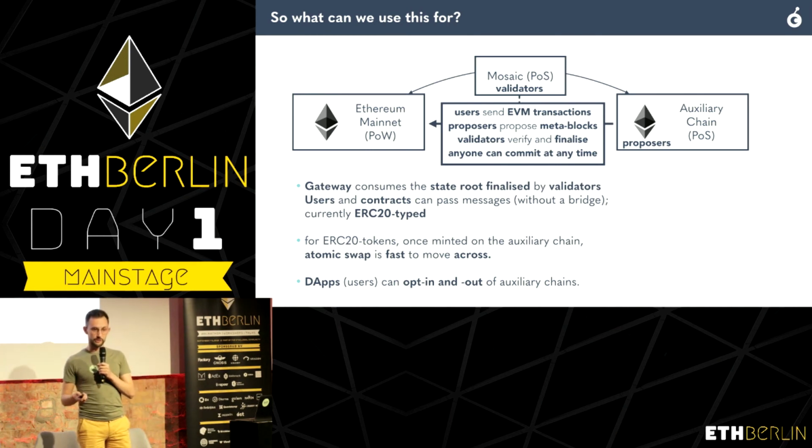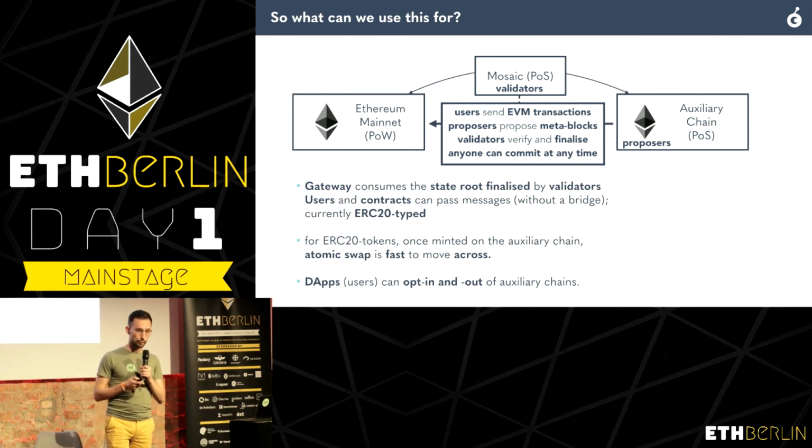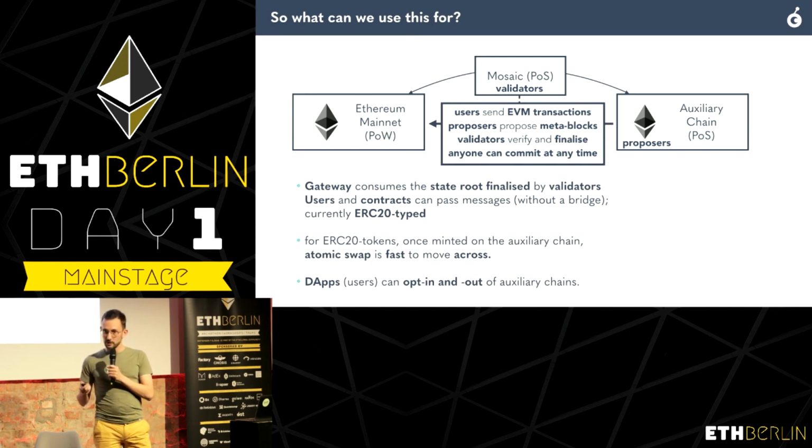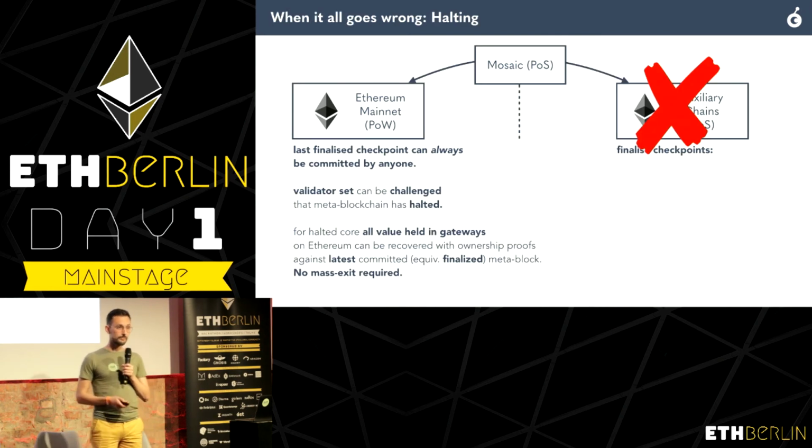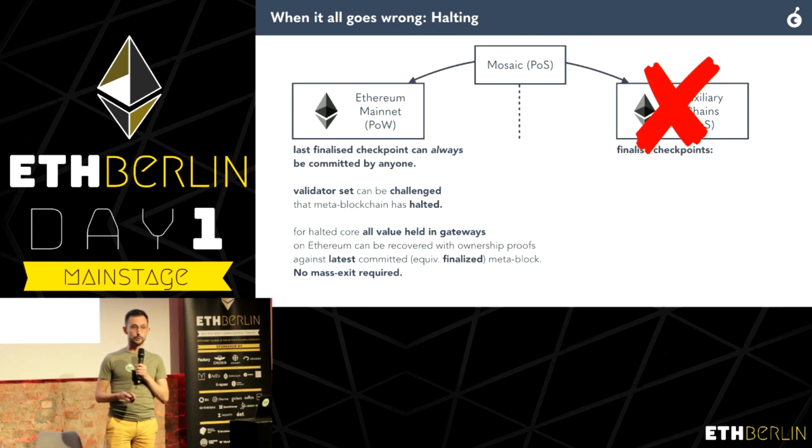Once they exist on the auxiliary chain, you don't have to go through the expensive process. You can just atomically swap very fast between and move across these systems. And it gives us a way to scale DApps by an opt-in mechanism of moving into these auxiliary systems and across them. But what happens when it all goes wrong?